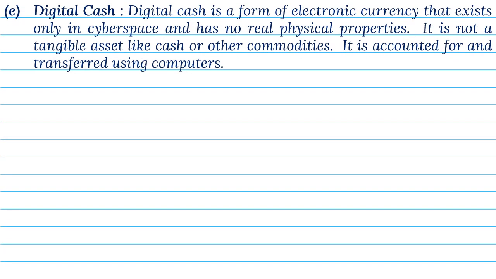E. Digital cash. Digital cash is a form of electronic currency that exists only in cyberspace and has no real physical properties. It is not a tangible asset, like cash or other commodities. It is accounted for and transferred using computers.